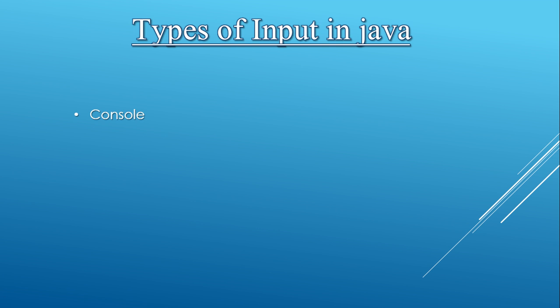So the first way that we can take input is console, second is scanner, and third is buffer reader. Now there are three ways to take input from the user in Java, and these are console, scanner, and buffer reader.